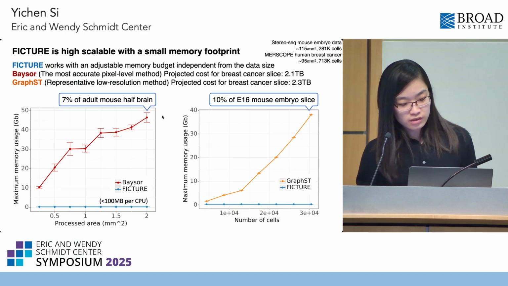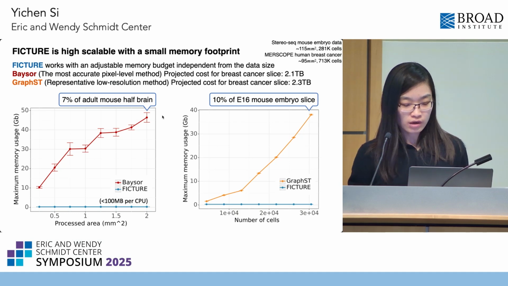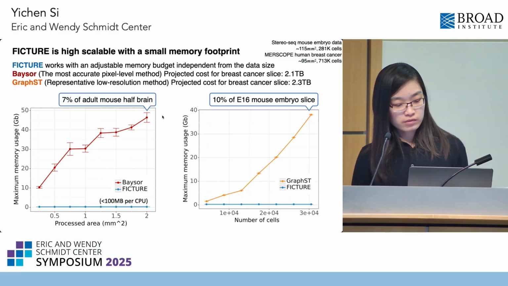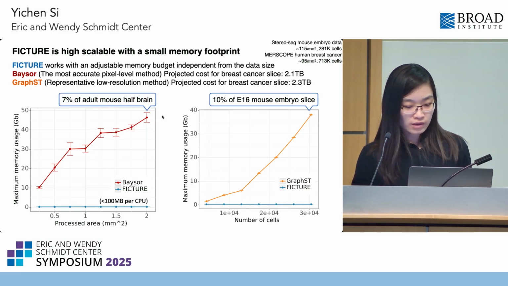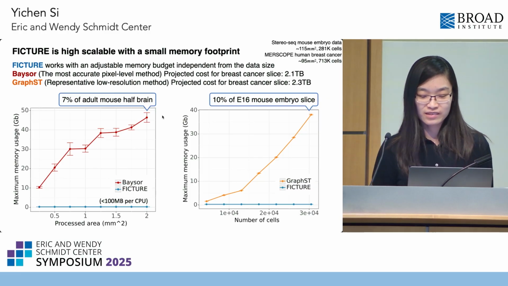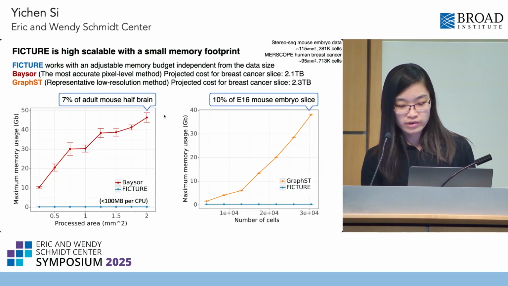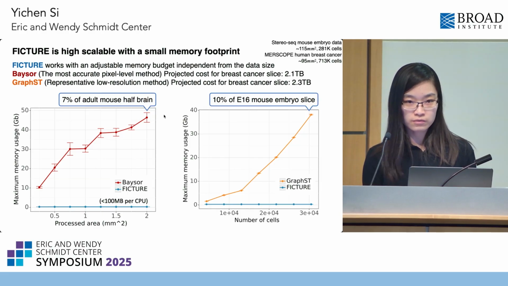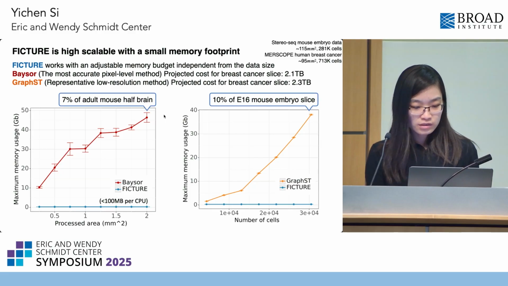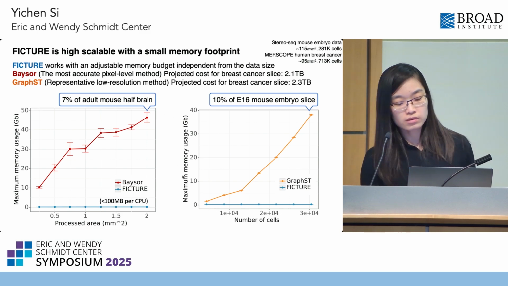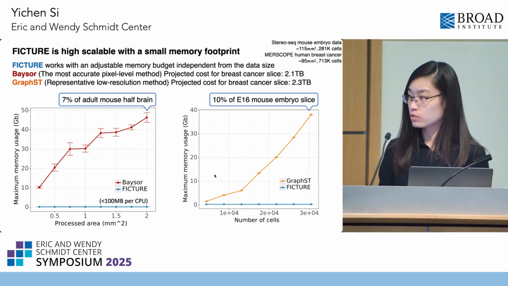Right, so not only does our method provide biologically meaningful inference across platforms, but it's lightweight and highly scalable. Here we compare with two representative methods. Beta is one of the most accurate pixel-level analysis methods, but it's not designed for current high-throughput data, and the memory requirement is prohibitive for even a fraction of a state-of-the-art dataset. GraphST is a method that uses a popular graph neural network. It works at lower resolution and requires segmented cells. But still, the projected cost for analyzing large data is quite huge.